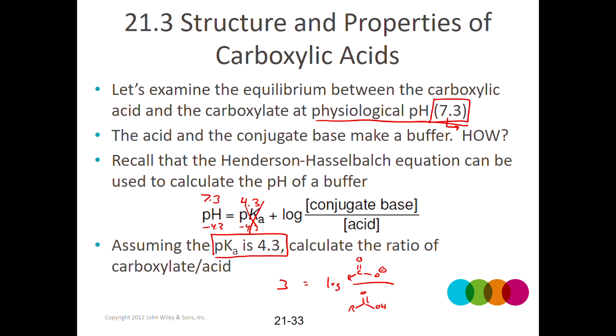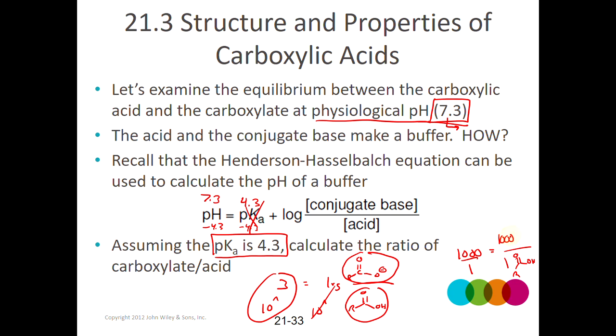So then to solve for this ratio, I'll just take 10 to the power of both sides to get rid of that log. And so that means there's 10 to the third of the carboxylates for every one carboxylic acid, right? 10 to the third is 1,000. So basically here, the way this boils down is the ratio of the carboxylate divided by the carboxylic acid is about 1,000 to 1. So for every one carboxylic acid group in your body at physiological pH, 1,000 of those molecules are in the form of a carboxylate.